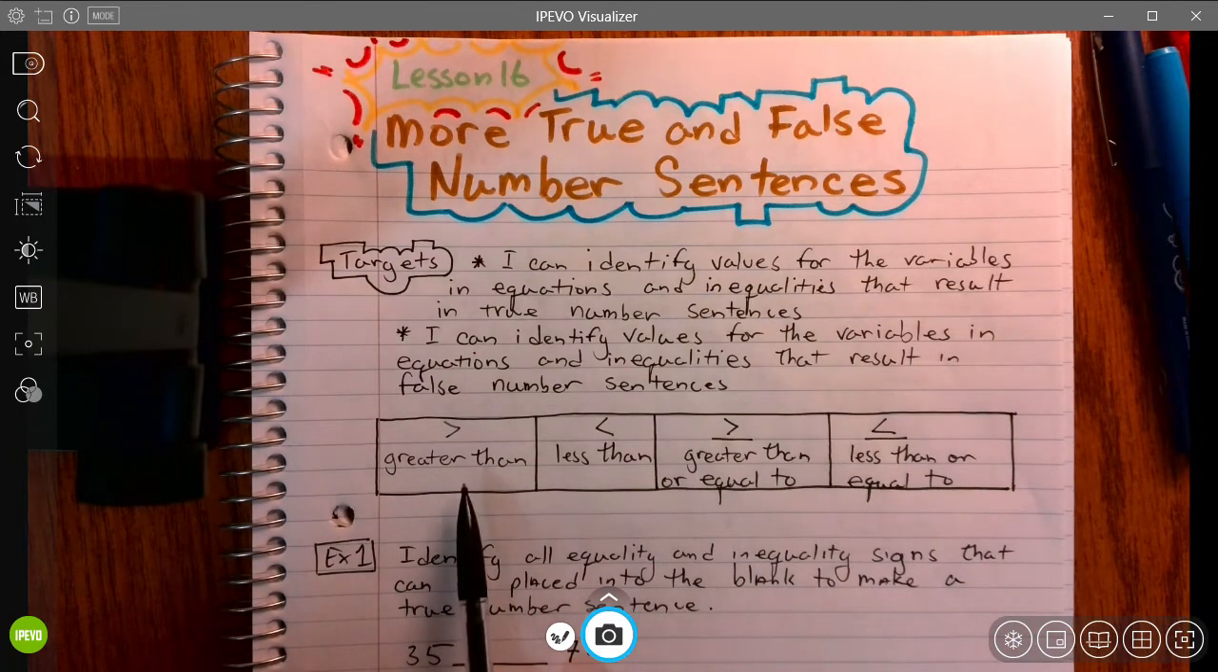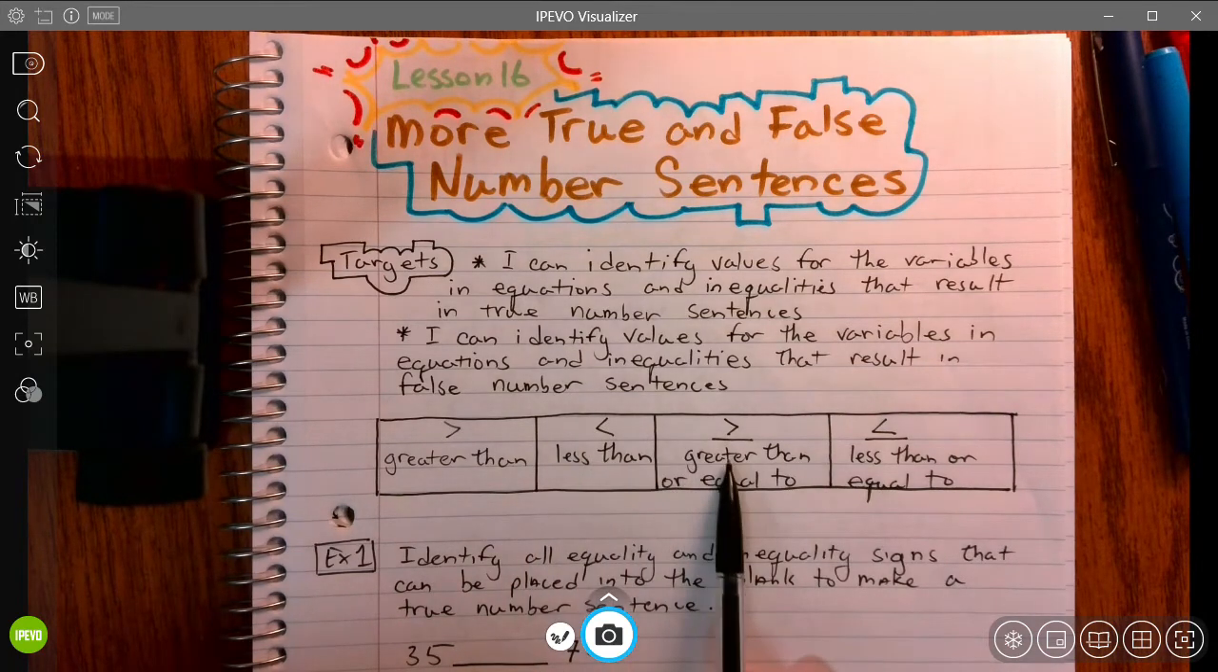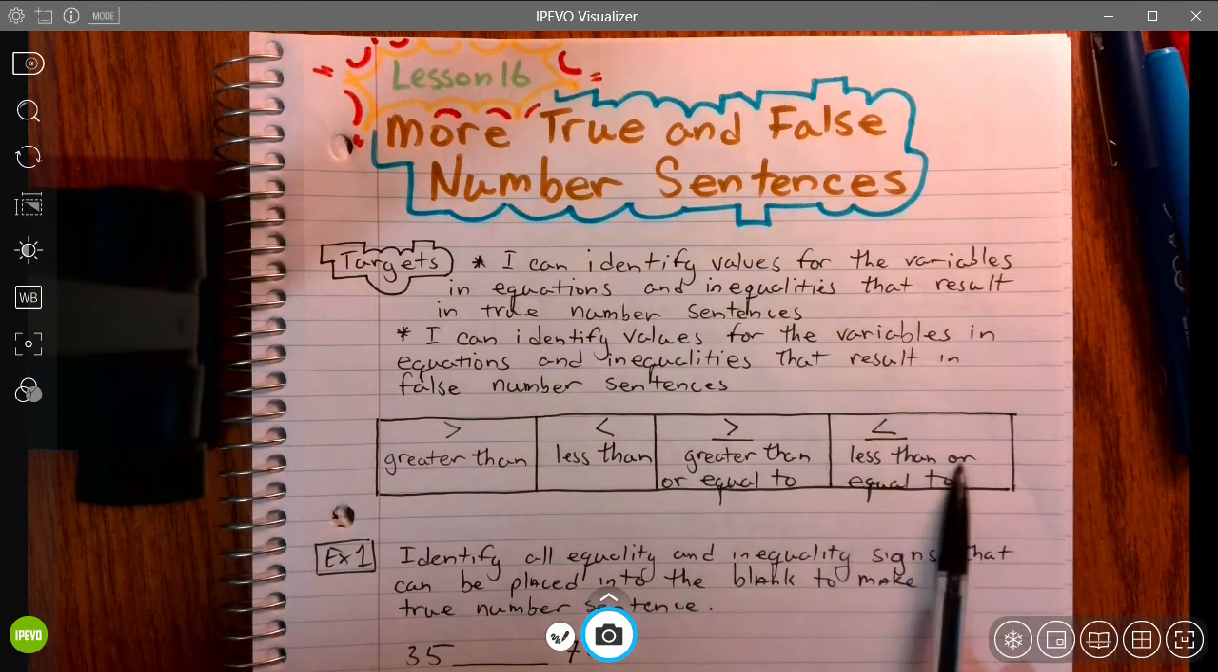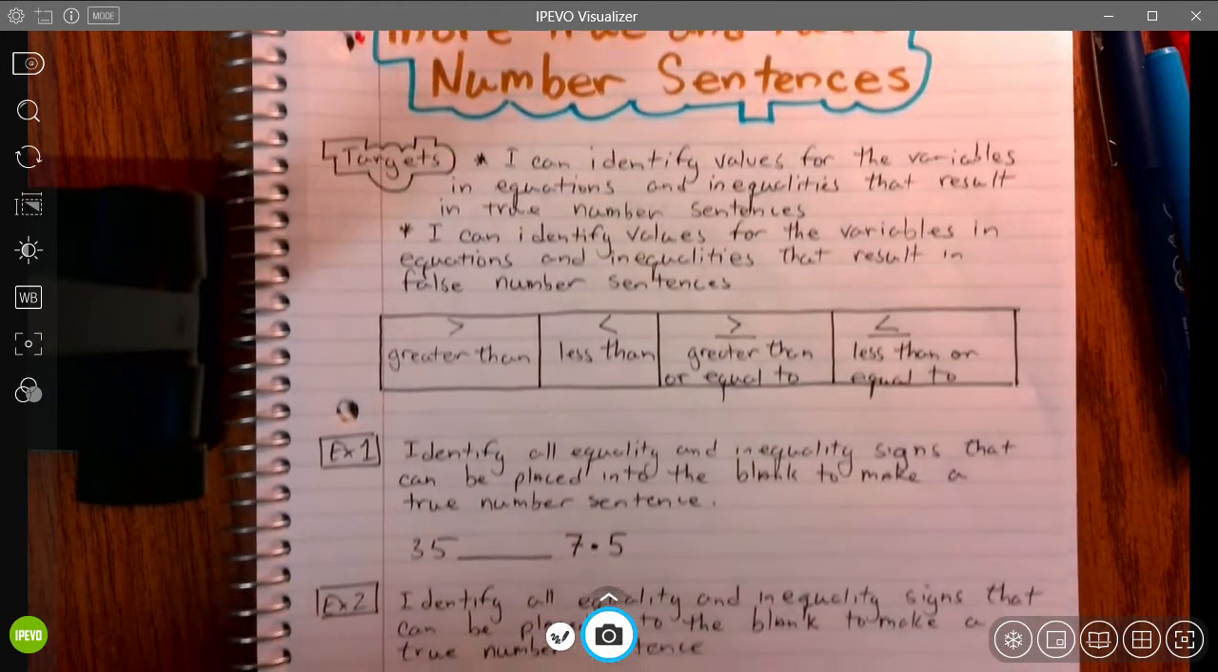Again, we have our key for our inequality symbols. We have greater than, which points to the right. We have less than, which points to the left, L for less, L for left. We have greater than or equal to, which points to the right and has this little line underneath it, which is like half an equal sign. And then we have less than or equal to, which points to the left, and again has that little line underneath.